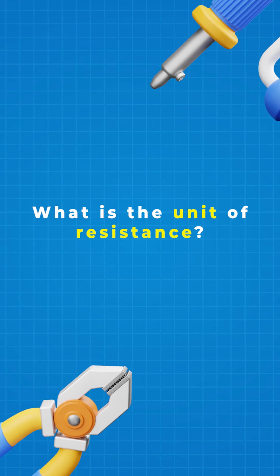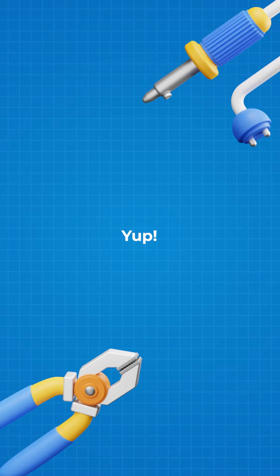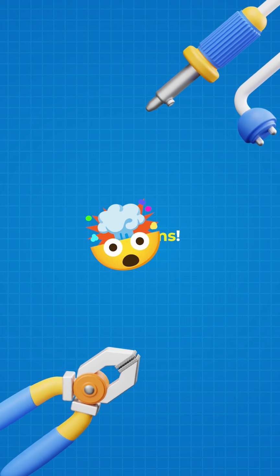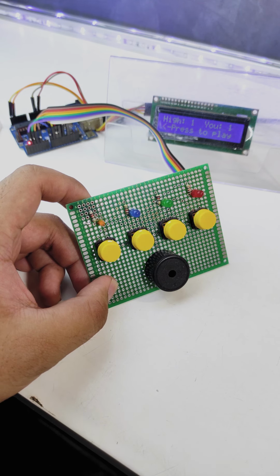Can you guess what the units of resistance are called? Ohms. Yup, I wasn't joking. It was literally called ohms. A resistor is very important to have in a circuit. Why? Why in the world do we really need resistance?